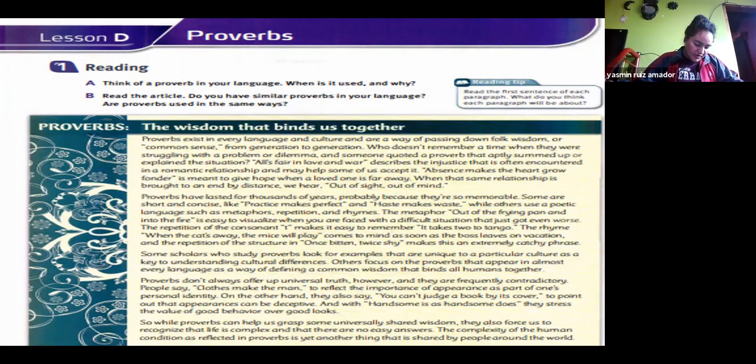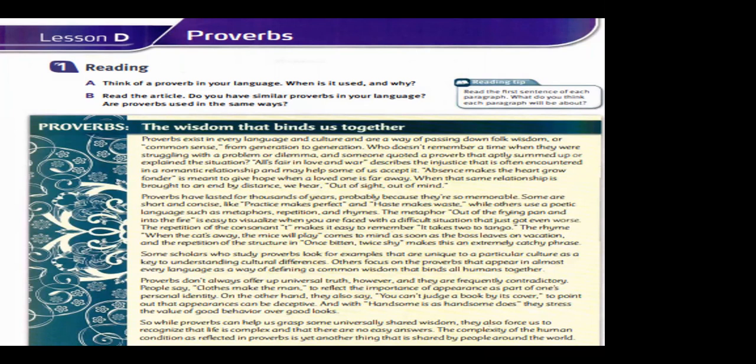Proverbs don't always offer up universal truth, however, and they are frequently contradictory. People say, clothes make the man, to reflect the importance of appearance as part of one's personal identity. Right. Yeah, that's very similar to the one when we say como te ven, te tratan, right? Yes. Similar, it's not the same. Clothes make the man. Excellent. Yes. Okay.